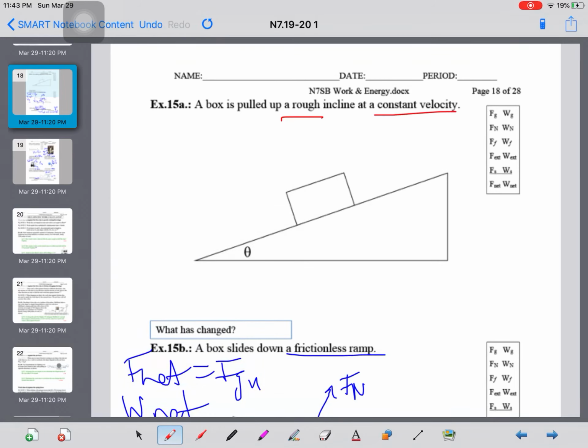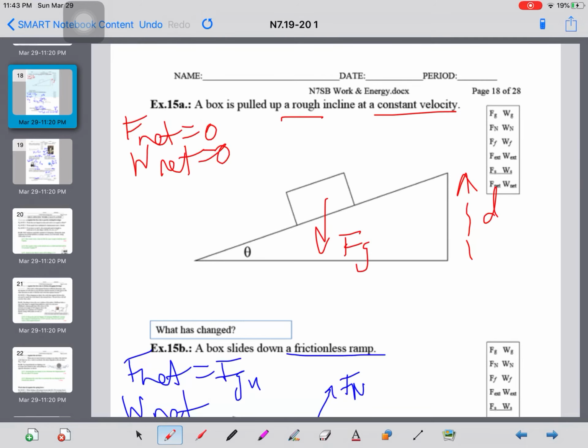This one, you have a rough incline, you have a constant velocity. Constant velocity means your F net is 0. Means your W net is 0, which of course should tell you there's no change in kinetic energy. However, there is a displacement that anti-aligns with the FG. So there is going to be WG done, which means there is going to be a delta PEG. The normal force is actually perpendicular to the true displacement, so that one's not going to do any work.